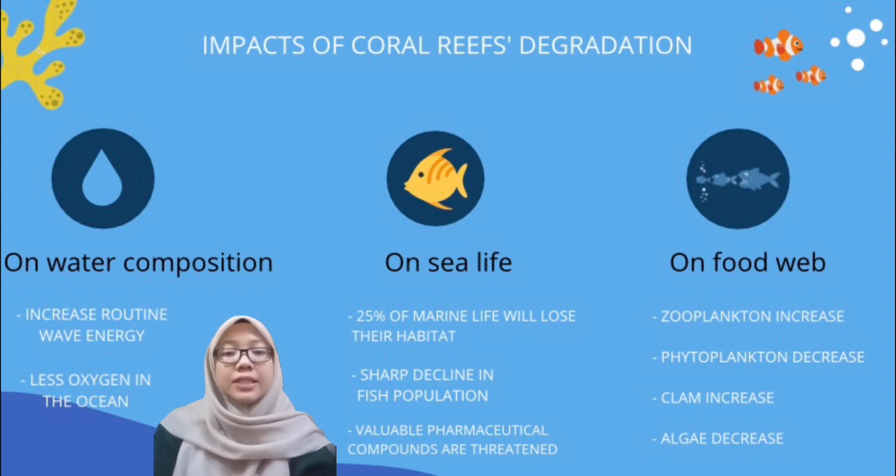Coral reef degradation also affects sea life. About 25% of marine life, an estimate of 1 million species living in and around coral reef, will lose their habitat. Marine life that shelter, find food, reproduce, and protect their young around coral reef will have to find a new home to survive. Next, there will be a sharp decline in fish population as the coral reef have always been a home and source of food for fisheries.